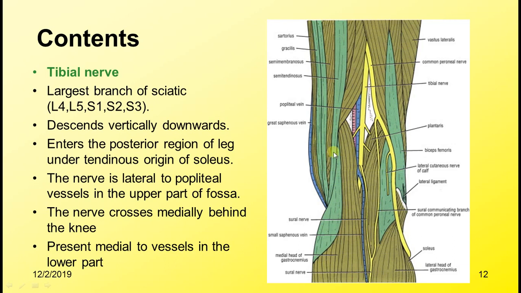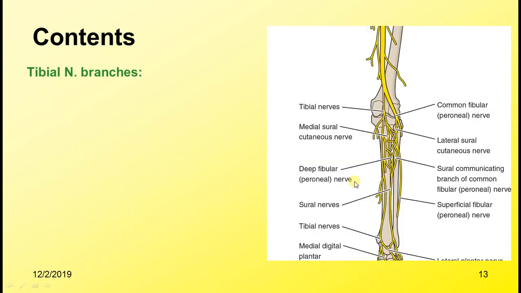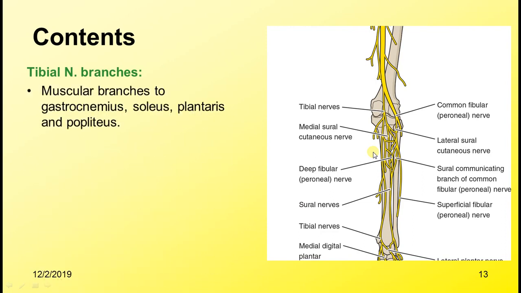So that is what I told you, the relationship of this nerve: first lateral to the artery, then crosses, and then medial to the artery in the lower part. Branches, mainly muscular branches, supply the two heads of the gastrocnemius, medial head and lateral head. It also supplies the plantaris, then the soleus and popliteus muscle. So muscular branches to gastrocnemius, soleus, plantaris and popliteus muscle.